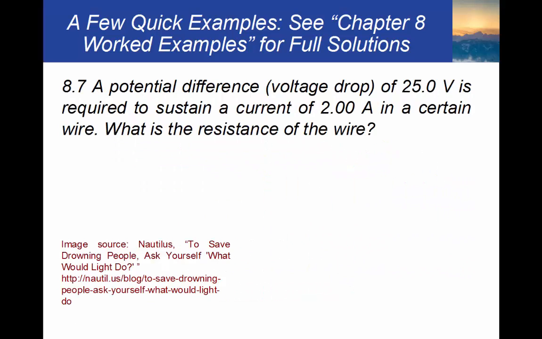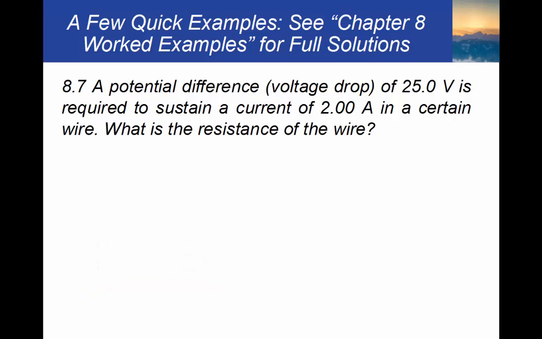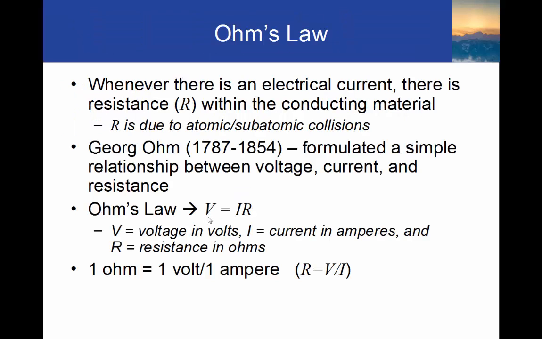Alright, so next question. We're told that you need a potential drop of 25 volts to sustain a current of 2 amps in a certain wire. So the question is, what's the resistance of that wire? Alright, so we're into the Ohm's law part of this lecture. Ohm's law states that the voltage drop across a given circuit should be the current times the resistance of the circuit. So we need voltage in volts, current in amps, resistance in ohms.